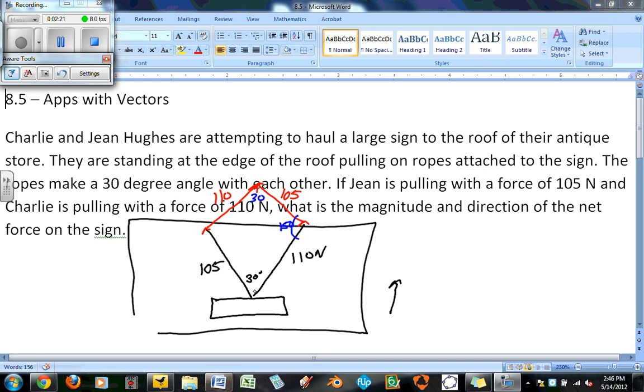And what we want to know now is how my sign is going to be going up. So my sign is going to be going up like this. So what we want to know is the magnitude and the direction in which it's going. So what we're asked to find is this angle right here, and we're asked to find the length of this line.